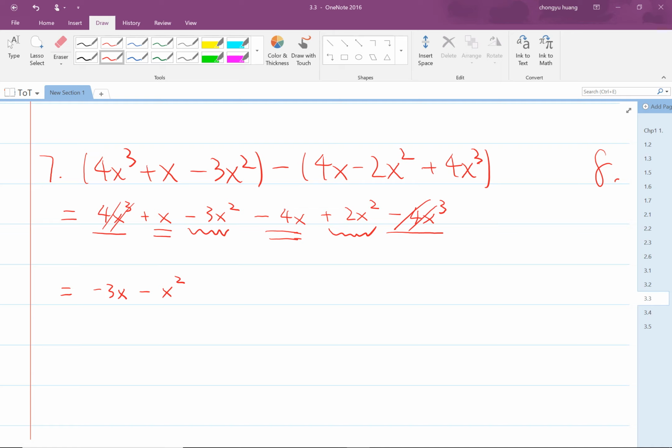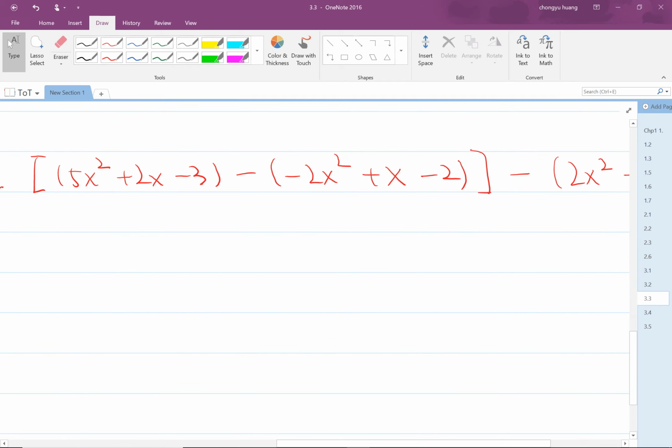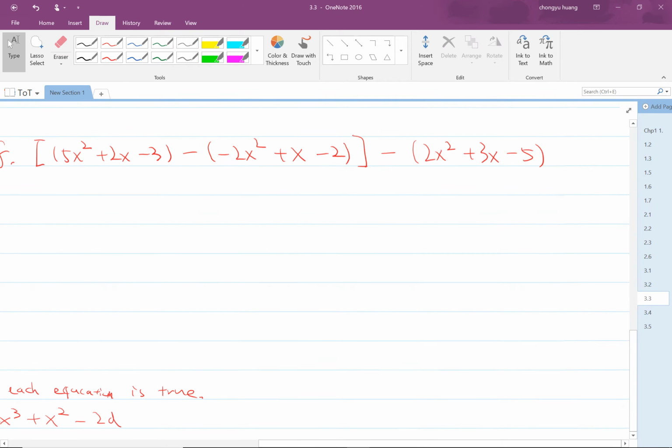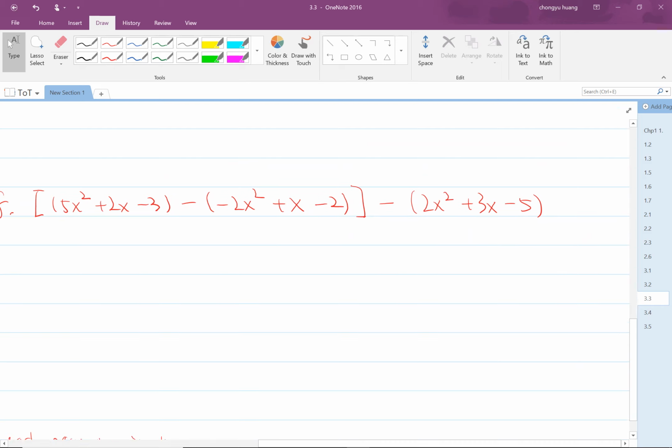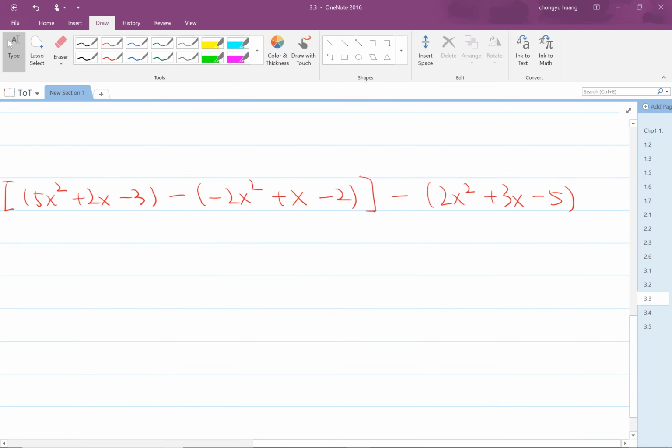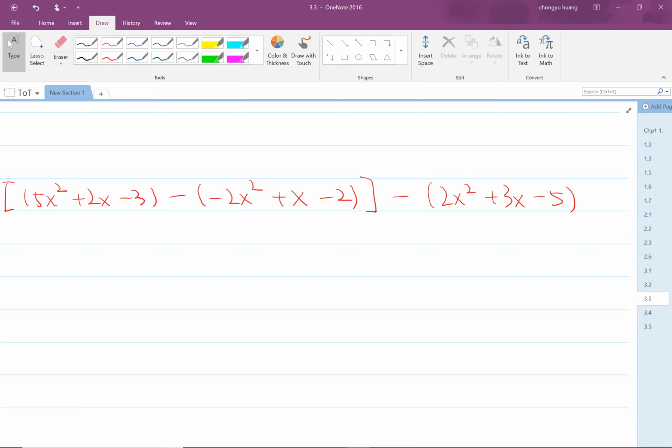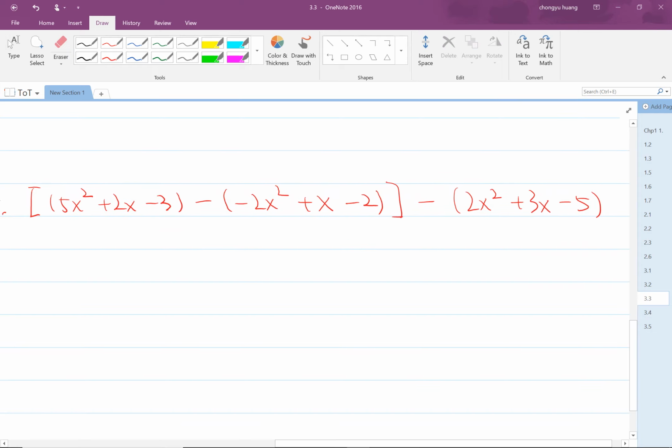Okay, so now we solve question 7. As I say, most of the question over here is you pulling out the bracket and then doing the addition and the subtraction. So let's look at this question.